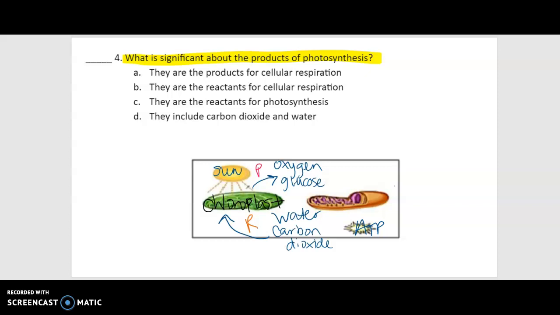Okay? And they're also, remember, they also have to take in sunlight. So they're taking in water, carbon dioxide, and sunlight and creating oxygen and glucose. Alright? Well, that same oxygen and glucose are going to go into this organelle called the mitochondria.